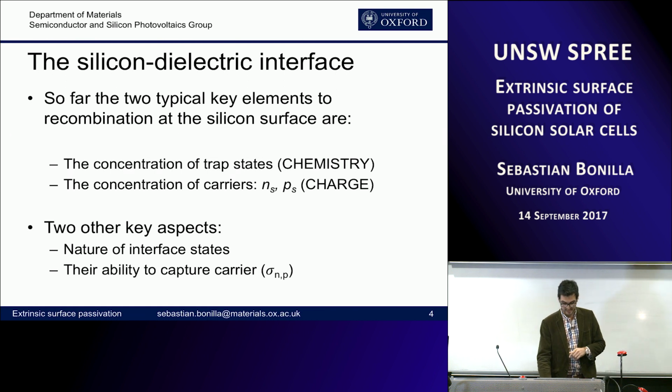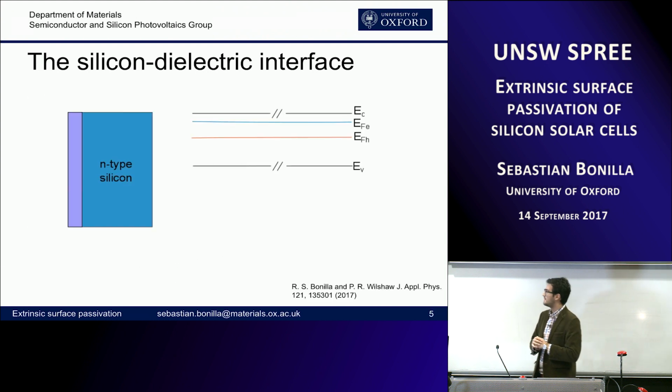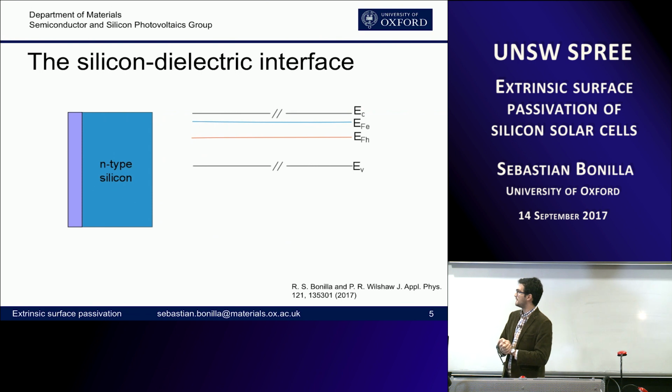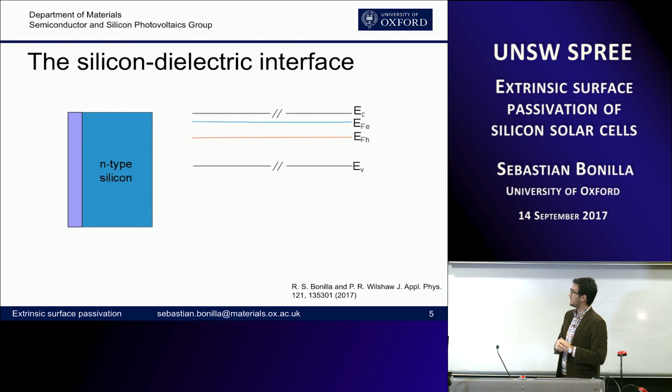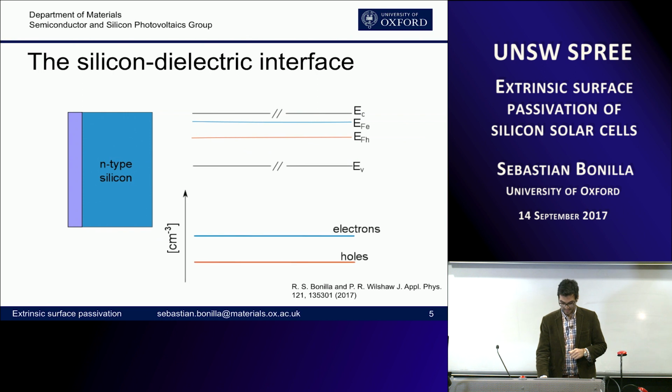And so these two other aspects are, first, the nature of those interface states that we have between the dielectric and the silicon. And the second is the ability of those states to capture electron-hole pairs. So let's go on to the first one. Here again we have a schematic diagram of a silicon surface. It's passivated with some dielectric. We have our energy band diagram, a generation of electron-hole pairs. Here we have a concentration of electrons, a concentration of holes.